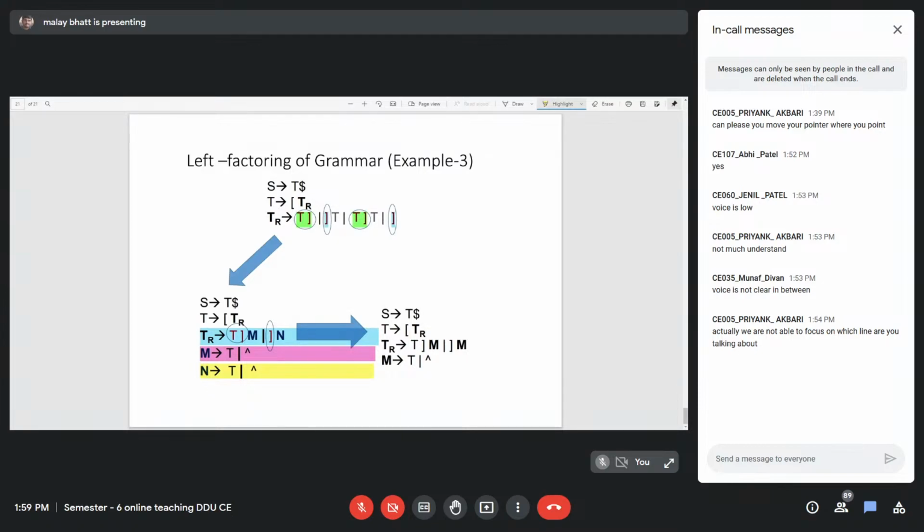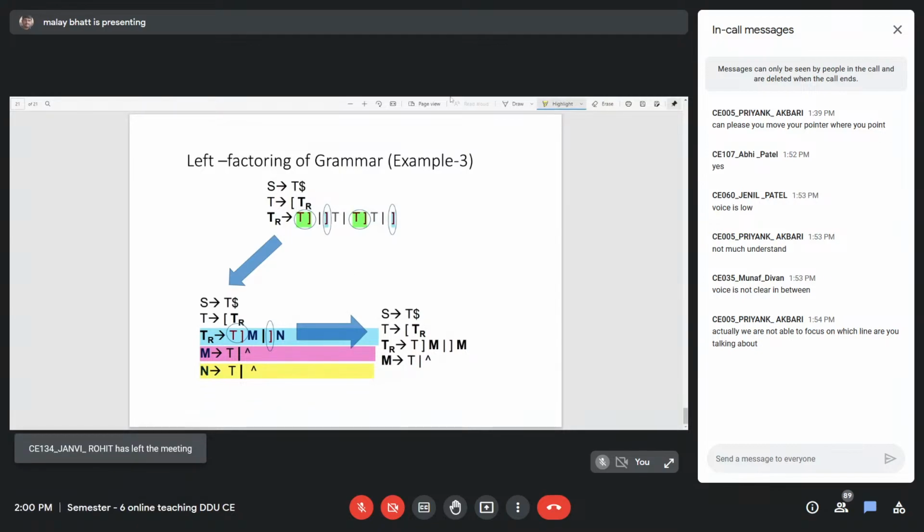TRMN. Now, as you can see, M and N both are same. So we'll write only one variable for that. So we can rewrite as TR gives T closing bracket M or closing bracket M. So we'll replace N with M, and we'll remove the non-terminal N.